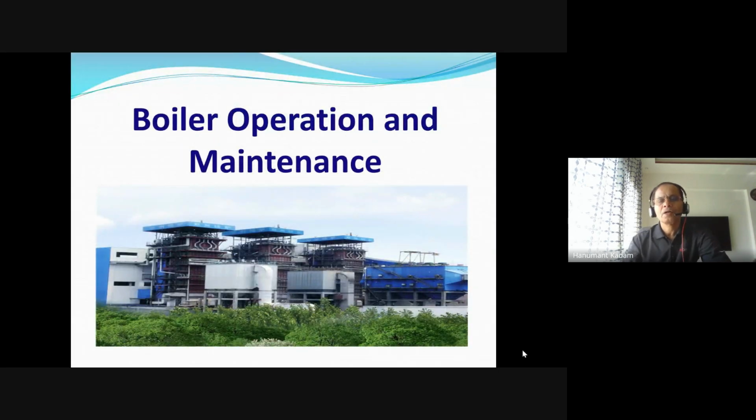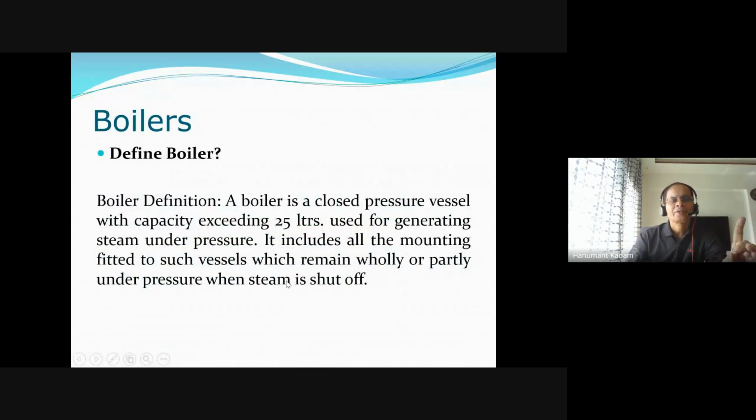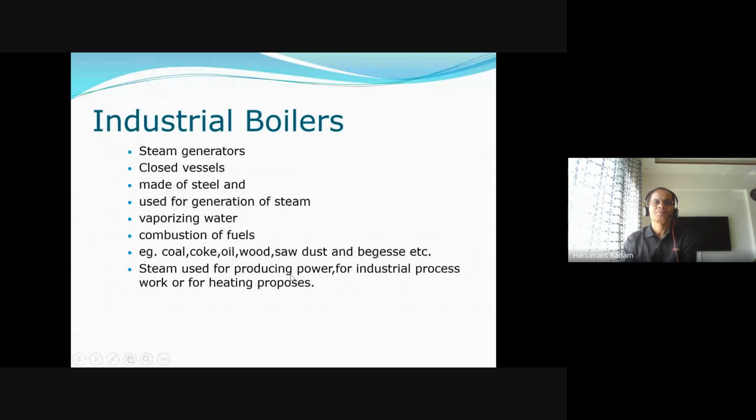So you can see the actual picture of the boiler here. One, two, three boilers. These are the RCF boilers I'm talking about. So again, just for refreshing, a boiler is a closed pressure vessel with a capacity exceeding 25 liters, used for generating steam under pressure. It includes all mountings fitted to such vessels which remain wholly or partly under pressure when steam is shut off. So industrial boilers, steam generators, are closed vessels made of steel and used for generation of steam.